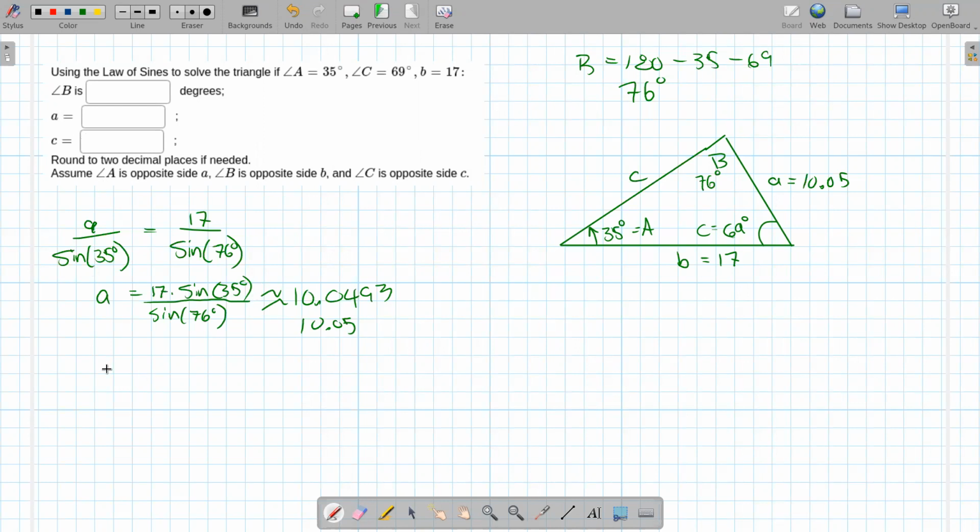All right, side C, similar. C over the sine of angle C, which is 69. And then I'm going to use B because I know those exactly. I only know A approximately here. So I'm going to go back to side B as 17 and the sine of angle B, which we found to be 76. And similar, we multiply that sine up.